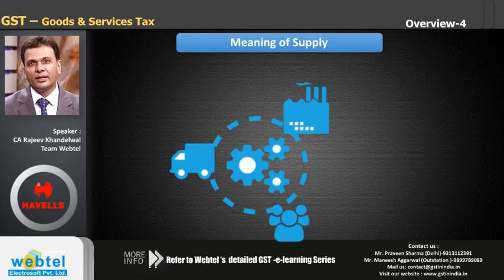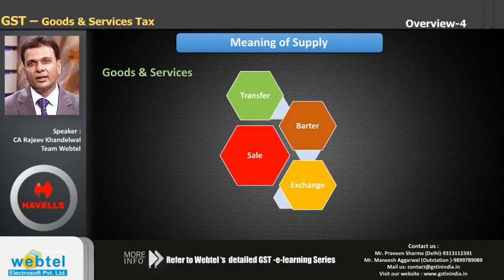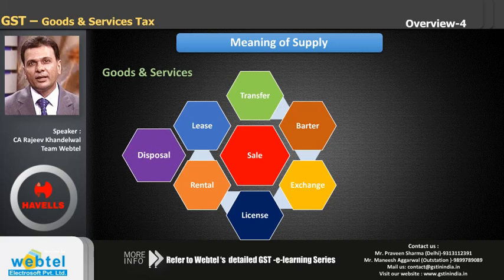First of all, supply includes goods and services. All the goods and services, except those which are exempt or which are not under GST, GST will be levied on all goods and services. And if you want to get into more details, whether there is a sale, a transfer, barter, exchange, license, rental, lease, all these things, and even disposal, even import of services, whatever the case be, it is covered under supply.